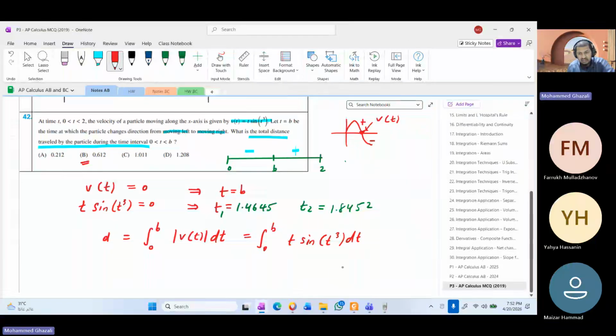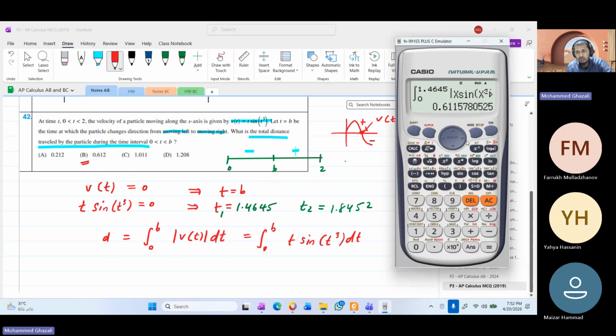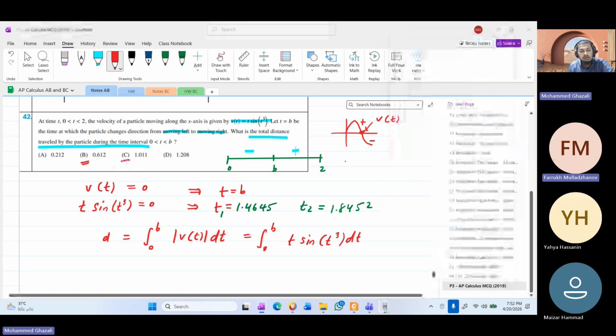So there's one answer there. Let's look at substituting 1.8452. Why is it taking so long to calculate now? Because it's a big calculation. You see, we got two different answers.